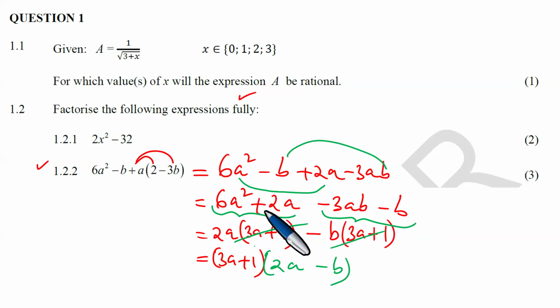And then there was 3a plus 1, 3a plus 1, and this was the highest common factor, the HCF. Then we took it out. When we factor that out, we cross it out. Whatever you factor out, you cross out. And if you cross this out, you're left with 2a and minus b. Please think about this.